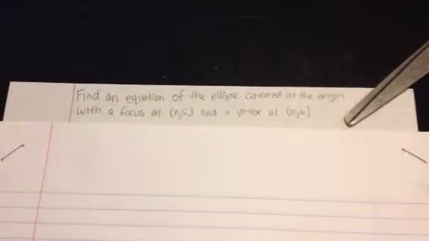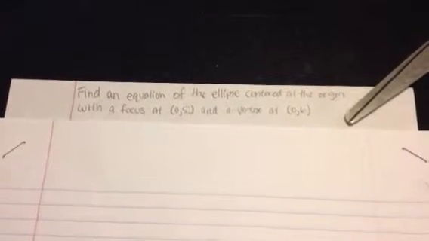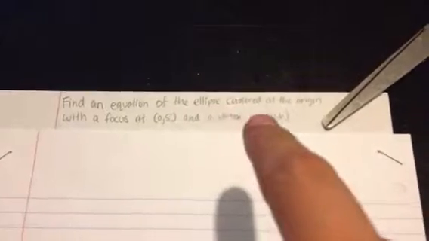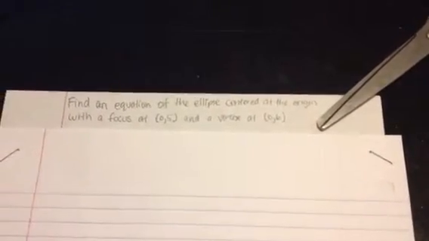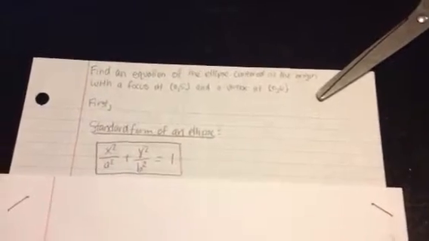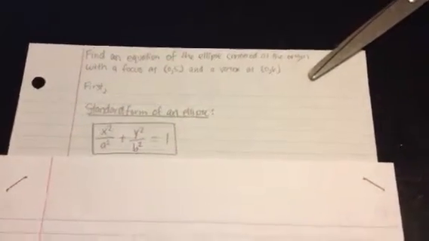Okay, so if you've been given a problem where you need to find an equation and you've been given one focus and one vertex, and you're also told that the ellipse is centered at the origin, well, even if you have a problem with an ellipse to begin with, the first thing you'll need to know is the standard form of an ellipse, or basically what it looks like once it's written out as an equation. So that's it right there.